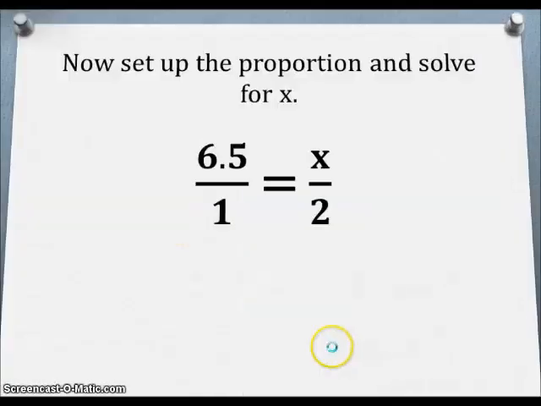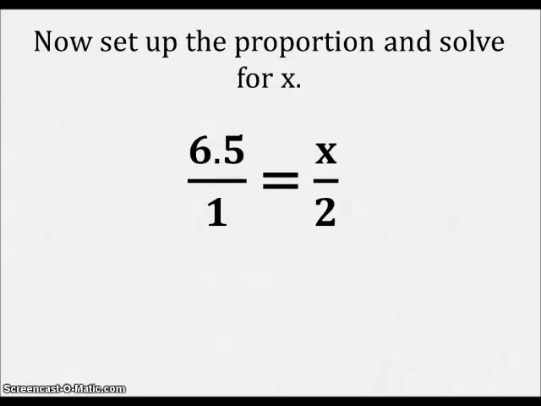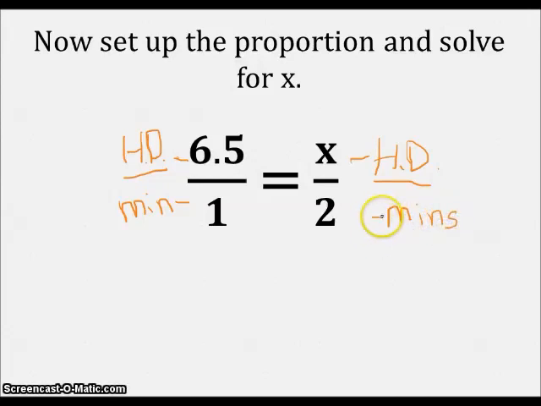Well, we're going to set up our proportion. Our proportion looks something like this. 6.5 hot dogs, okay, this is our hot dogs, per 1 minute. This is our minutes here, hot dogs per minute. What we don't know is how many hot dogs, x, per 2 minutes. Okay, this is our minutes.